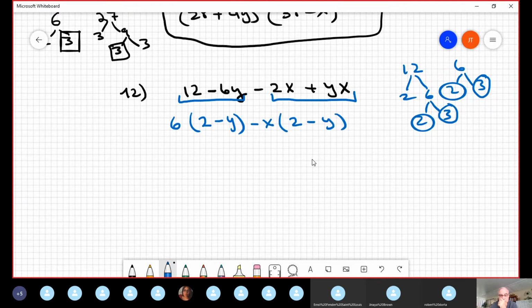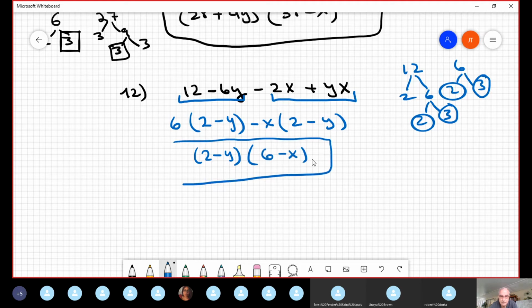Okay, let me check it just in case, the sign. See, matching or doesn't match. It's minus and positive and negative, and negative times negative is positive. Good. I am happy again because 2 minus y is a common factor. And in the second parenthesis, we have 6 minus x. Final. No problem. We are the best.